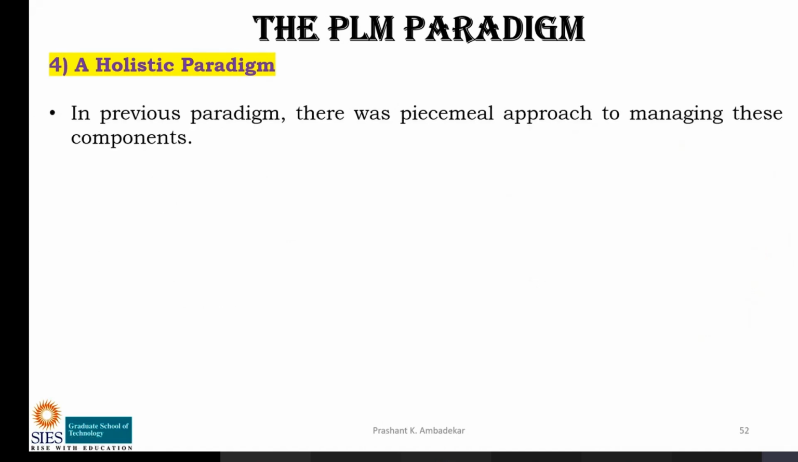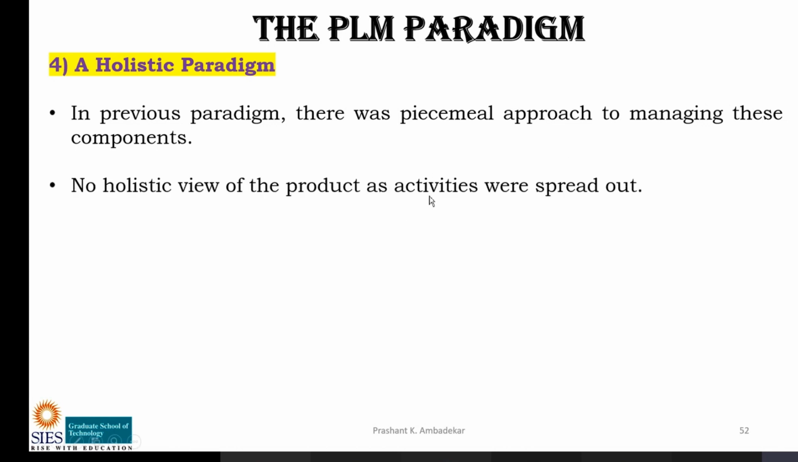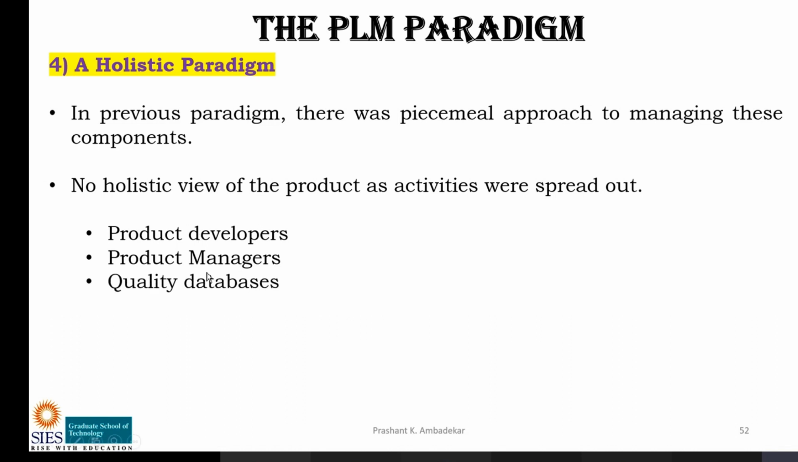In the earlier part, this was not the approach. It was again fragmented, or again in their department only. No holistic view was there. Product developers were there, product managers were there, quality database people were there. Product developers were developing the product, product managers were managing and selling the product. Whatever issues had come in the product were there in the quality database. These are the issues that had come, but this information never reached the product developer.